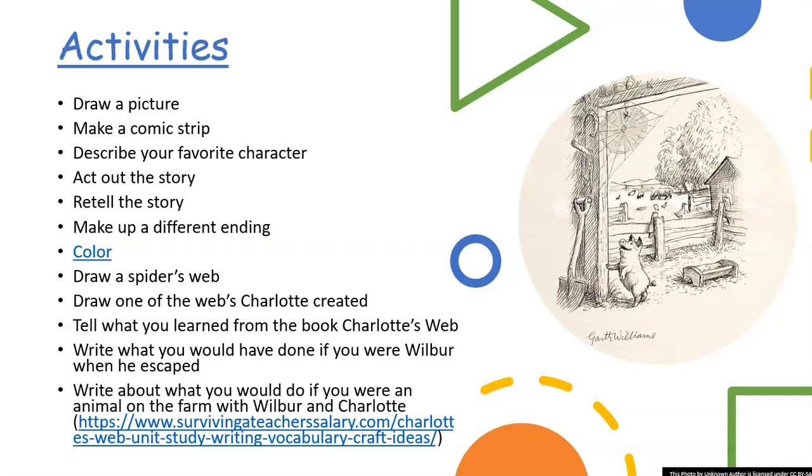And then lastly, you could write about what you would do if you were an animal on the farm with Wilbur and Charlotte. What would you do if you were the goose? What would you do if you were Templeton? What would you do if you were the sheep? So just write something about what you would do if you were an animal on the farm.